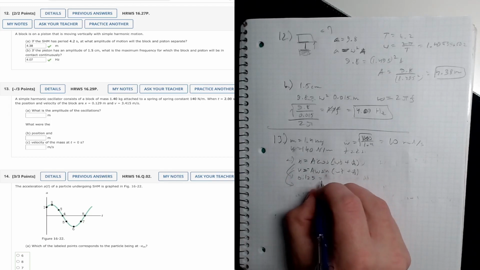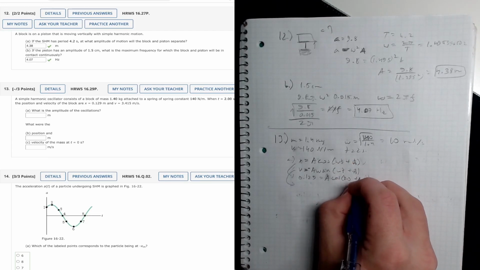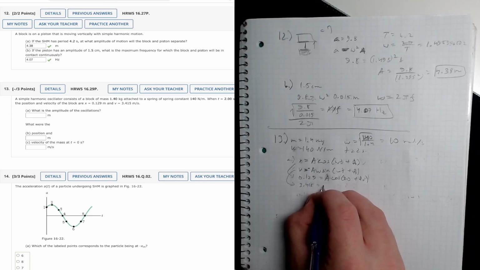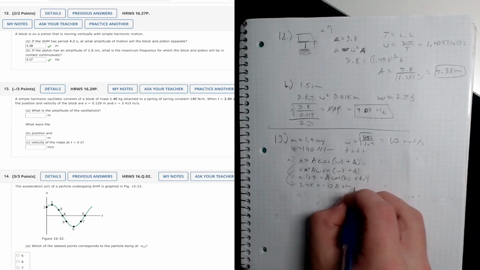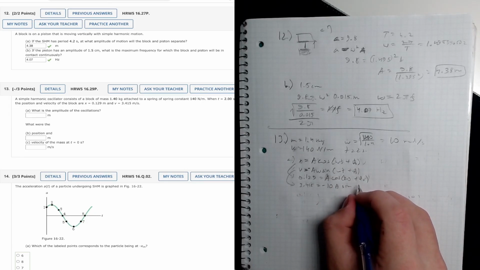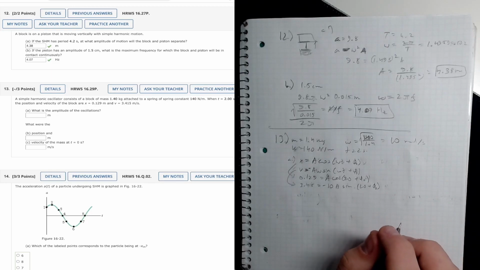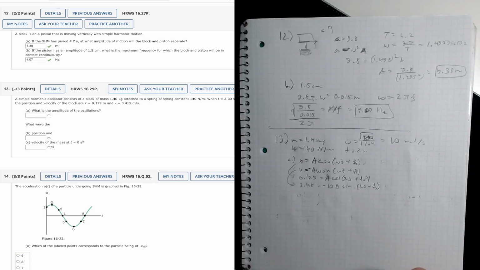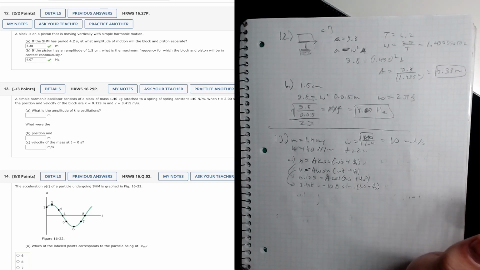So displacement: 0.129 equals A cosine of 20 plus the phase constant, and velocity: 3.415 equals negative 10 A sine of 20 plus the phase constant. In this case, we can put A on both sides and solve for the phase constant, and that should be easy, right?